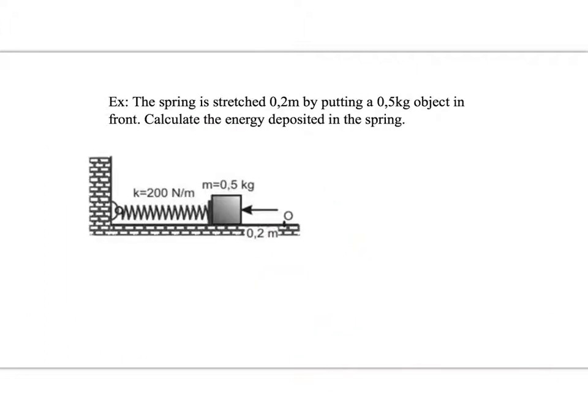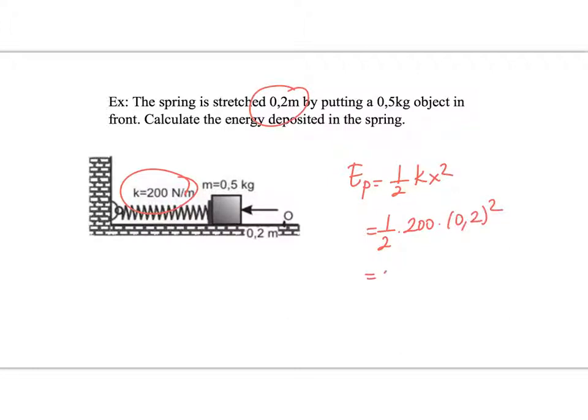I have a spring stretched 0.2 meter by putting a 0.5 kilogram object in front. Calculate the energy deposited in the spring. The formula is 1 over 2 Kx squared. I'm going to put in the values. K is the spring constant, given as 200. The amount of stretch is 0.2, so 0.2 squared. So this is equal to 100 times 0.04, which is equal to 4 joules of energy.